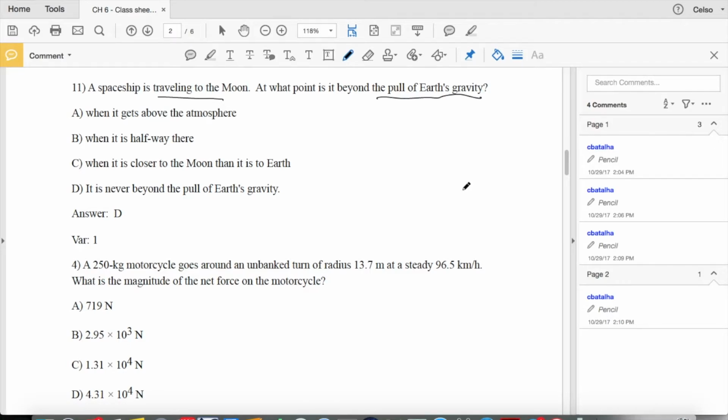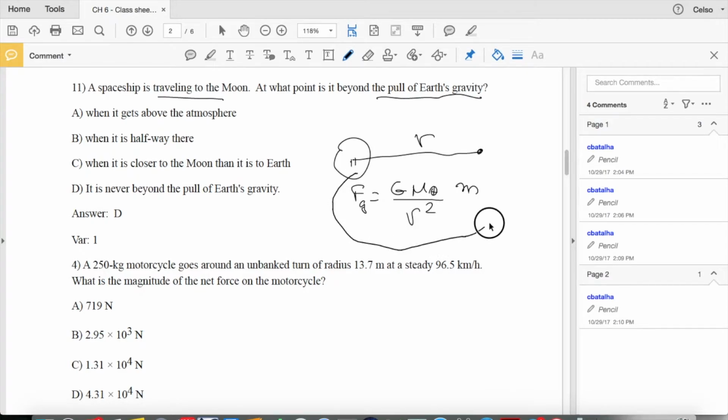Well, not if it's at the moon. I mean, no matter what. So if you have Earth right here, right? This is Earth. And any object that happens to be at a distance r from Earth will be subject to a gravity force that is equal to G times the mass of planet Earth times the mass of that object divided by distance squared. So this force will always be there.